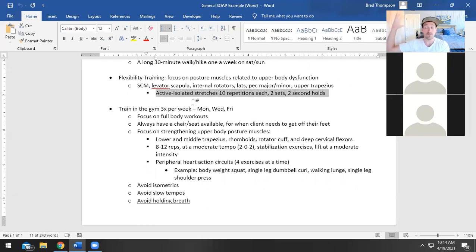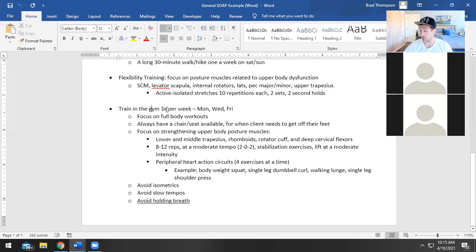So instead of doing a straight 30-second hold, they're going to do 10 repetitions where they do little short 2-second holds. And he's going to do two sets of that. So 2 sets, 2 seconds each, right? 20 repetitions. That's going to be about 40 seconds of stretching overall. So active isolated stretches rather than static, even though this is very much a stabilization level client.